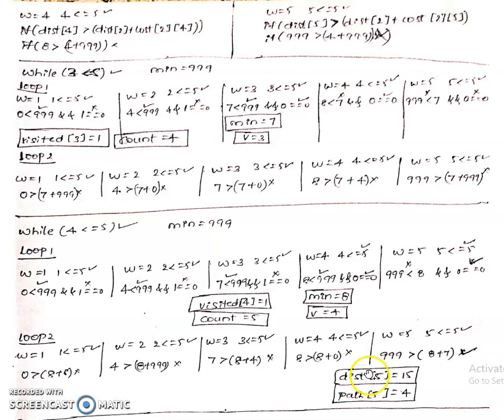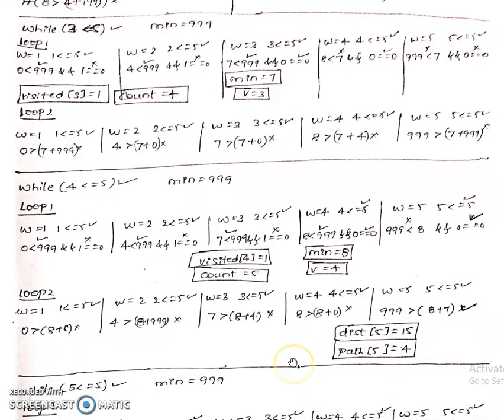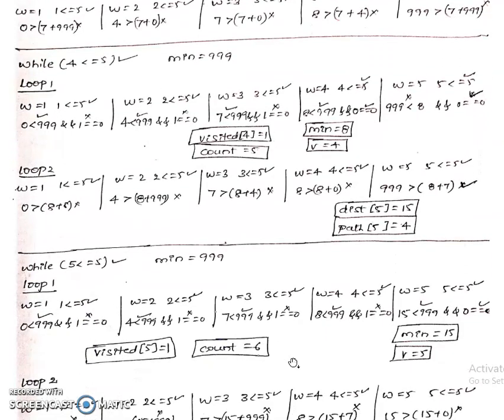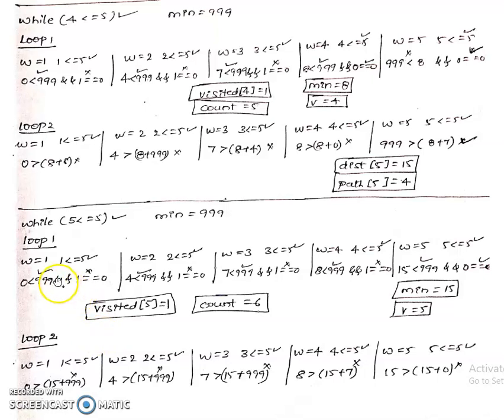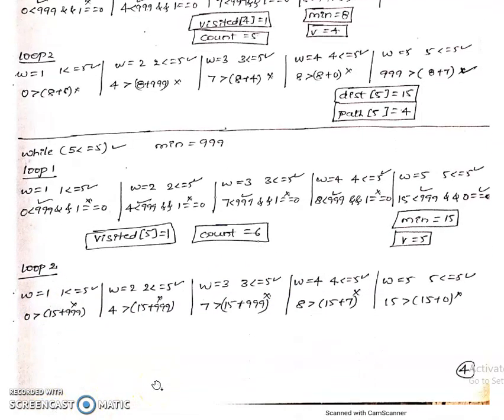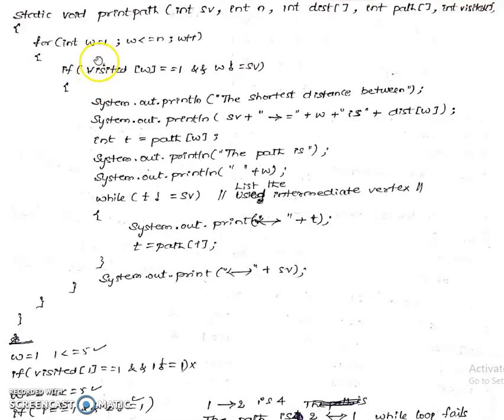But for vertex 5 you can find the distance in the second loop condition. Similarly, if you run the loop again, loop 1, 5 less than or equal to 5, loop 1 and loop 2, you can find the minimum weight for vertex 5. So you are going to run loop 2 over here. Once all these conditions have been executed, finally we are going to call the path function.